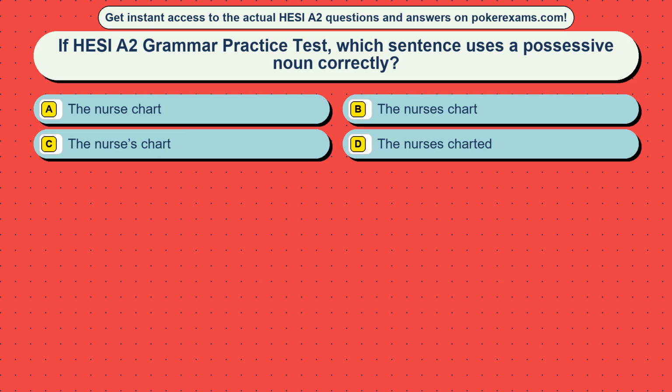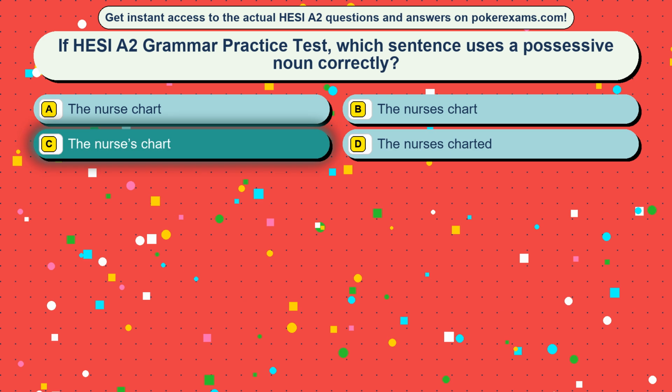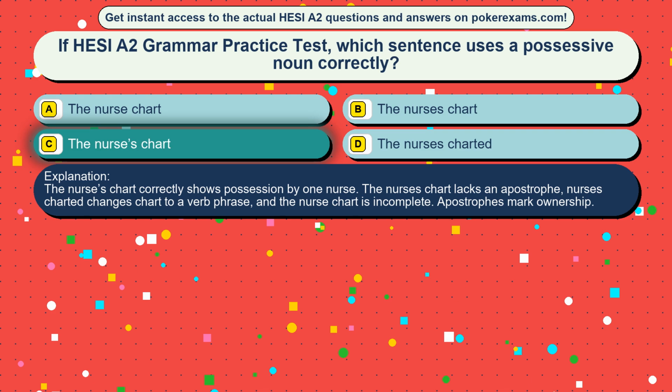Question 20. If HESI A2 Grammar Practice Test, which sentence uses a possessive noun correctly? Option A, the nurse chart. Option B, the nurse's chart. Option C, the nurse's chart. Option D, the nurse's charted. The correct answer is option C, the nurse's chart. The nurse's chart correctly shows possession by one nurse. The nurse chart lacks an apostrophe. Nurse's charted changes chart to a verb phrase, and the nurse chart is incomplete. Apostrophes mark ownership.